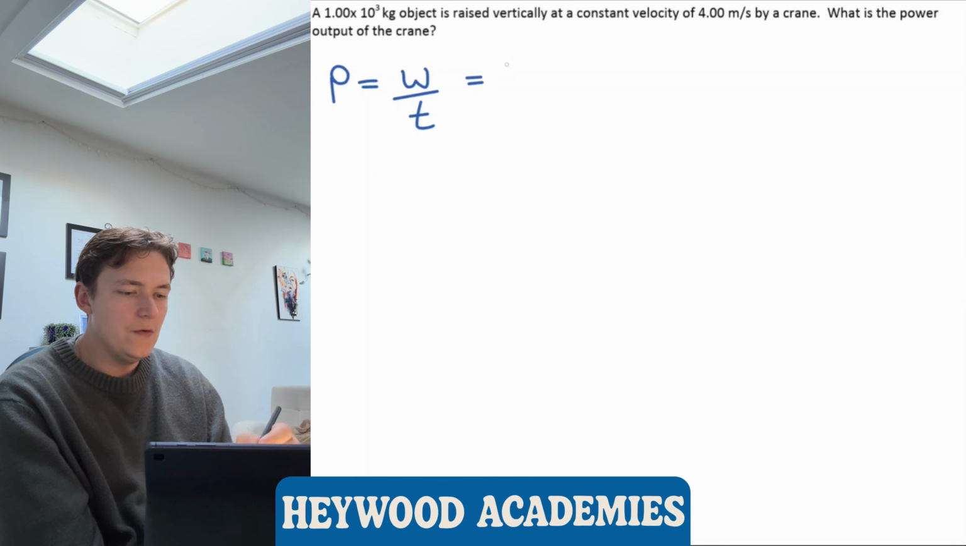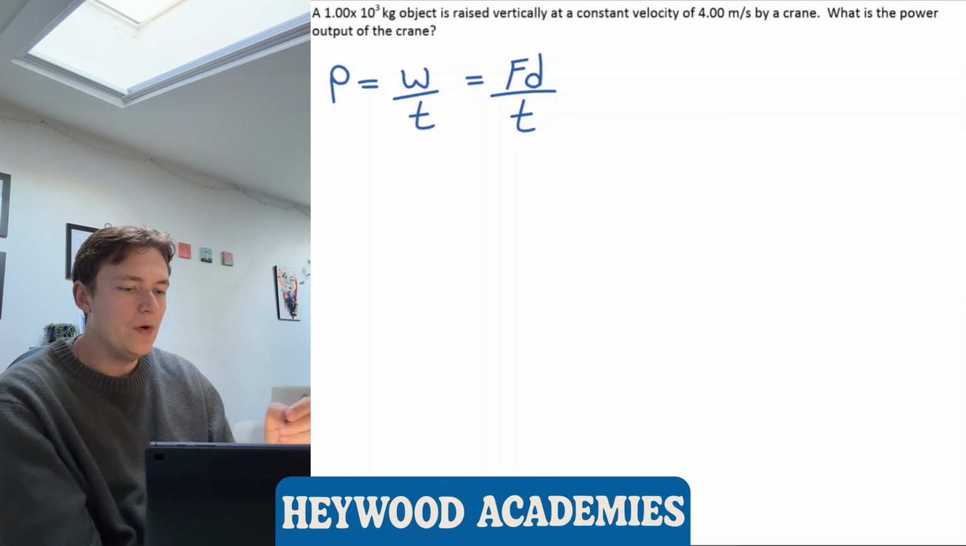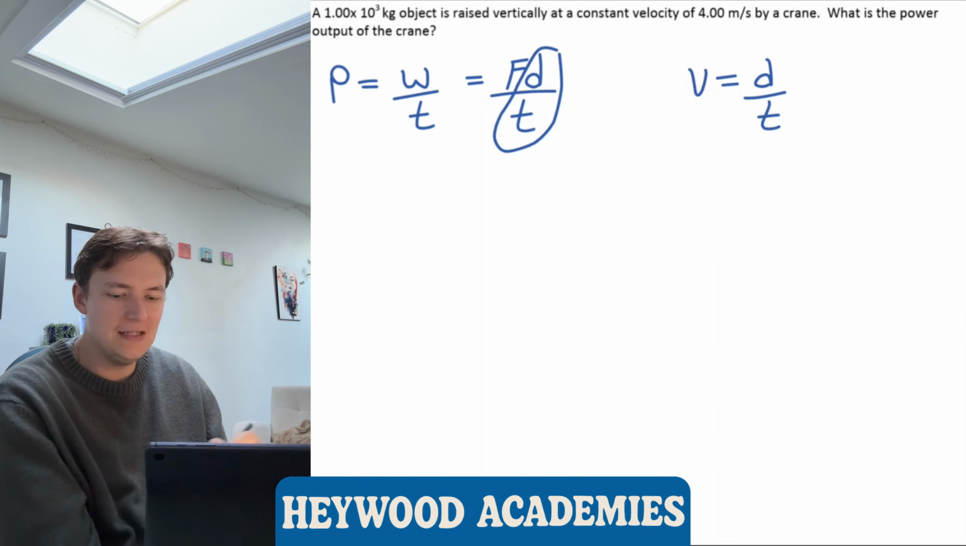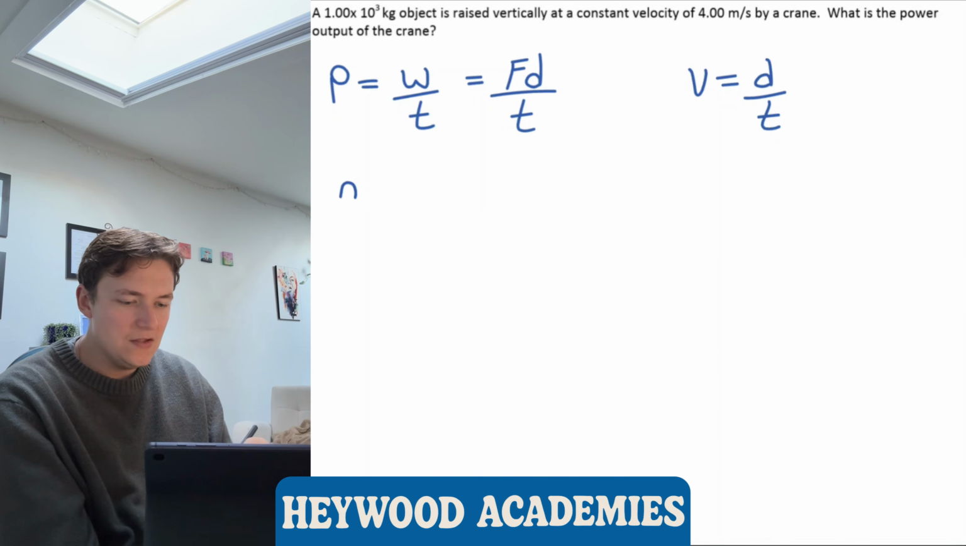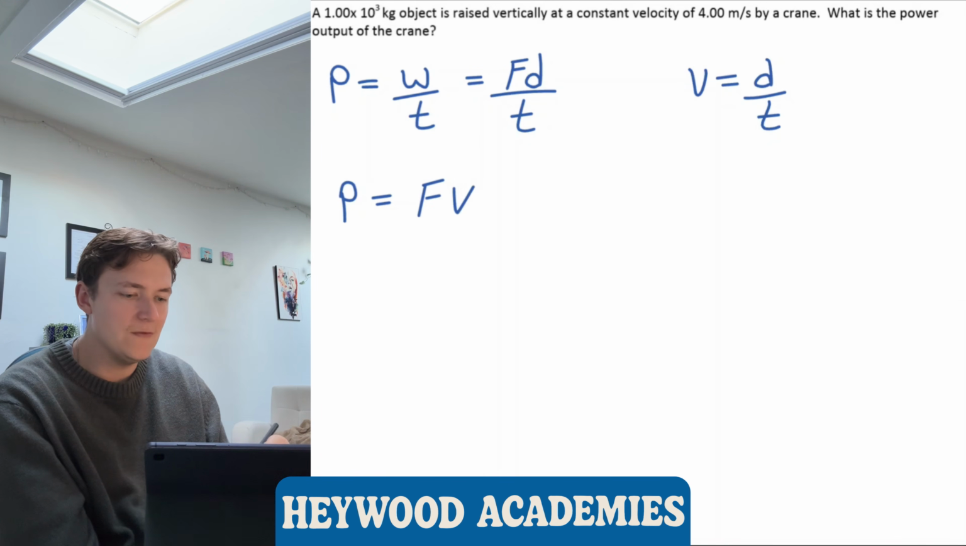But we also know that work is equal to force times distance. So there would have to be some force that's applied to this crane to raise it up. But we can also use the fact that velocity is equal to distance over time. So see this part in here, we have distance over time. So we can actually swap that out and say that power is equal to force times velocity. So as long as we're moving at a constant velocity, with a constant force, we can use this equation.